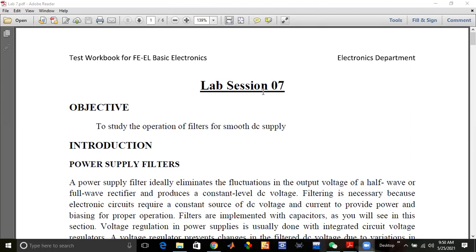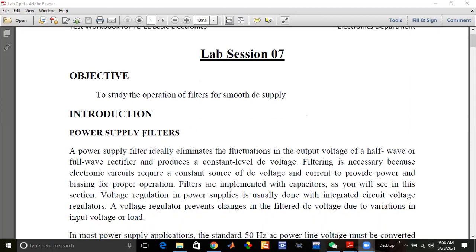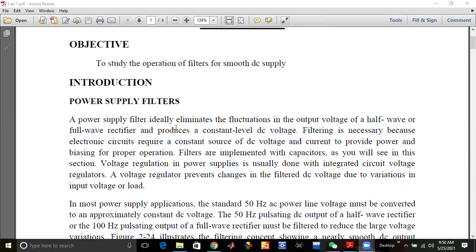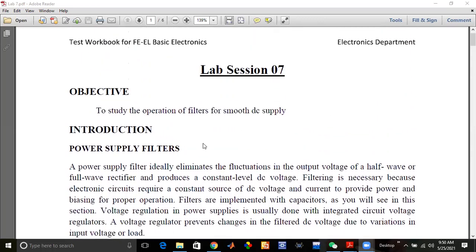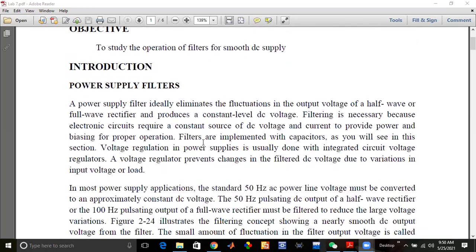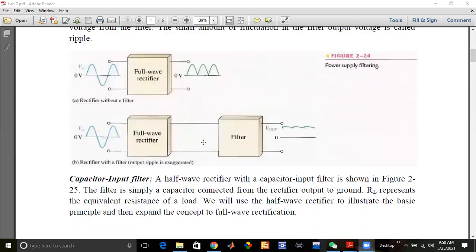So this is the last session of your midterm, and today we will design the smooth DC supply to study the operation of filter for smooth DC supply. So what is a filter and how does the filter work, and how will we design the filter and regulator in this lab?